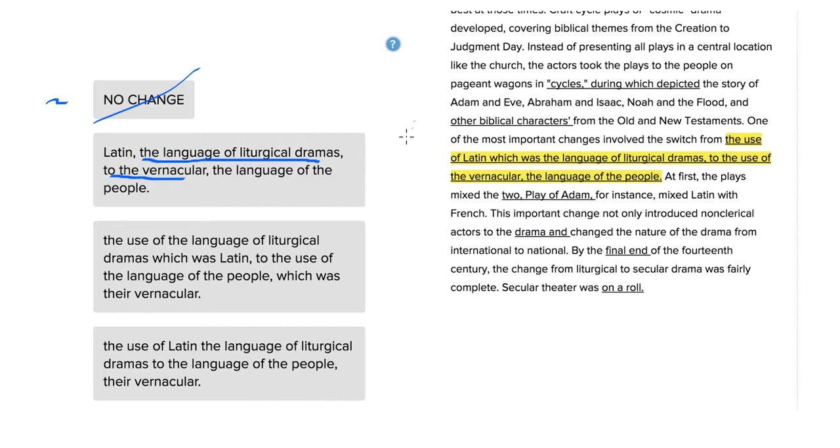"The use of the language of liturgical dramas, which was Latin." Again, a little bit too wordy, not concise enough, so we're going to get rid of that one as well.